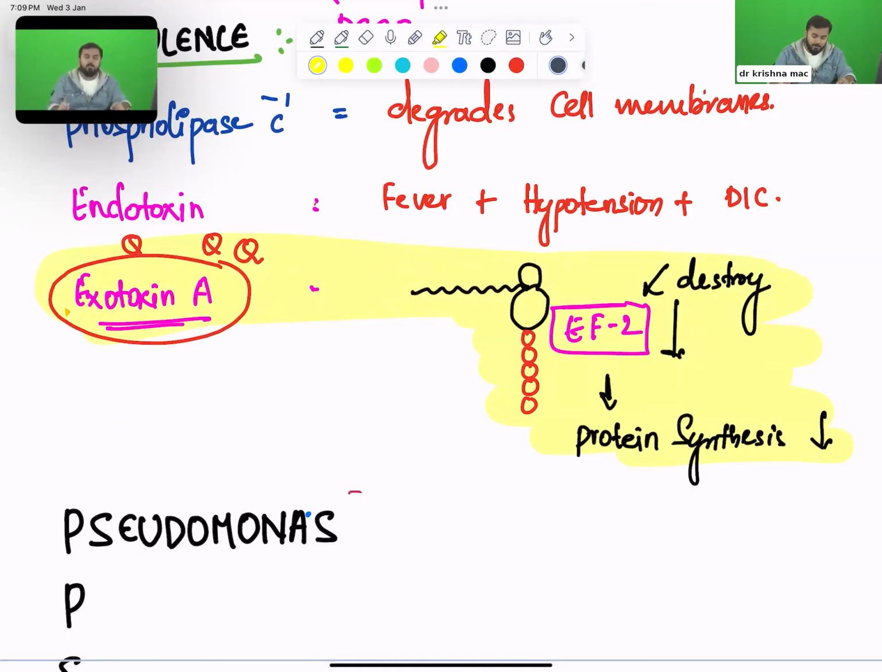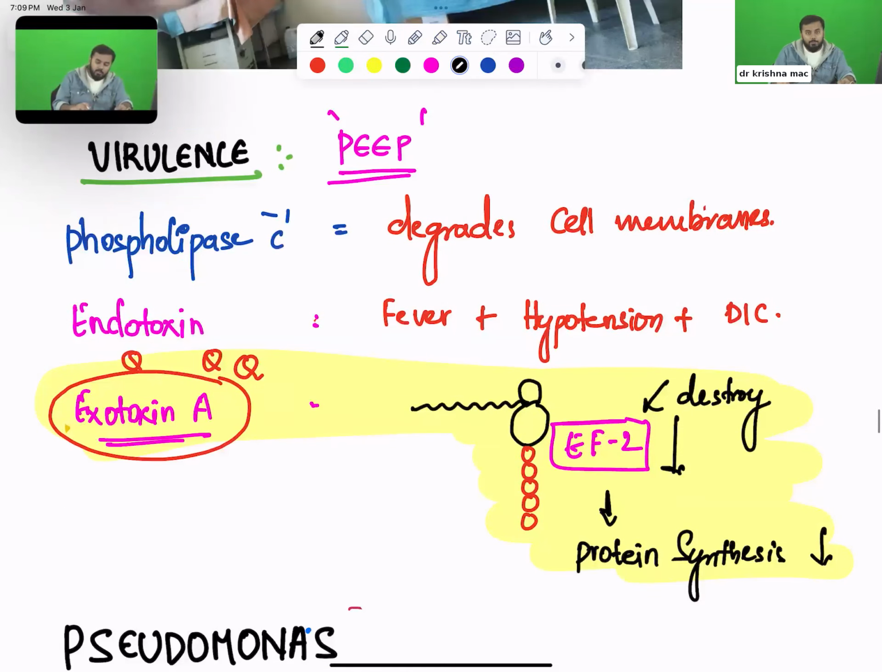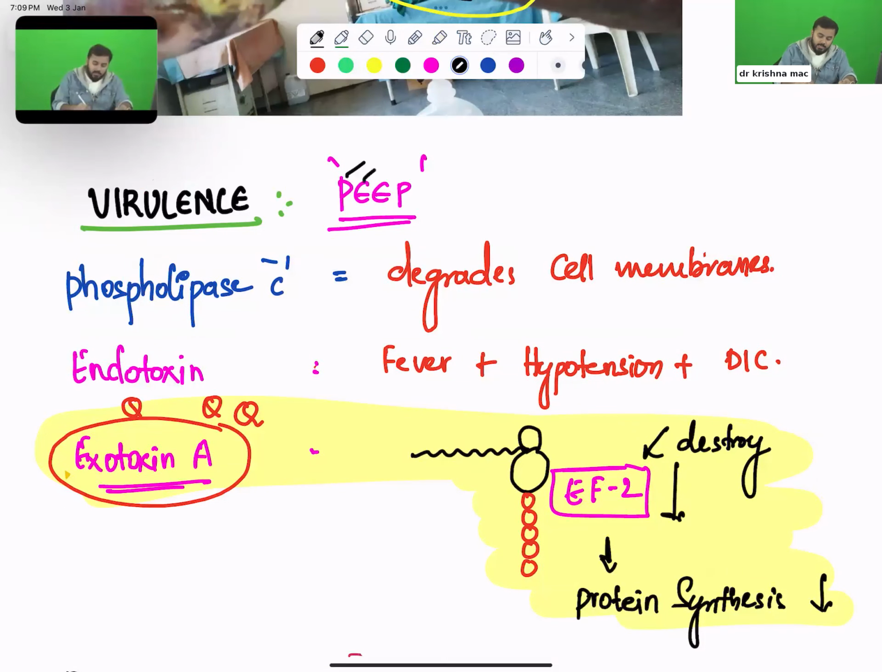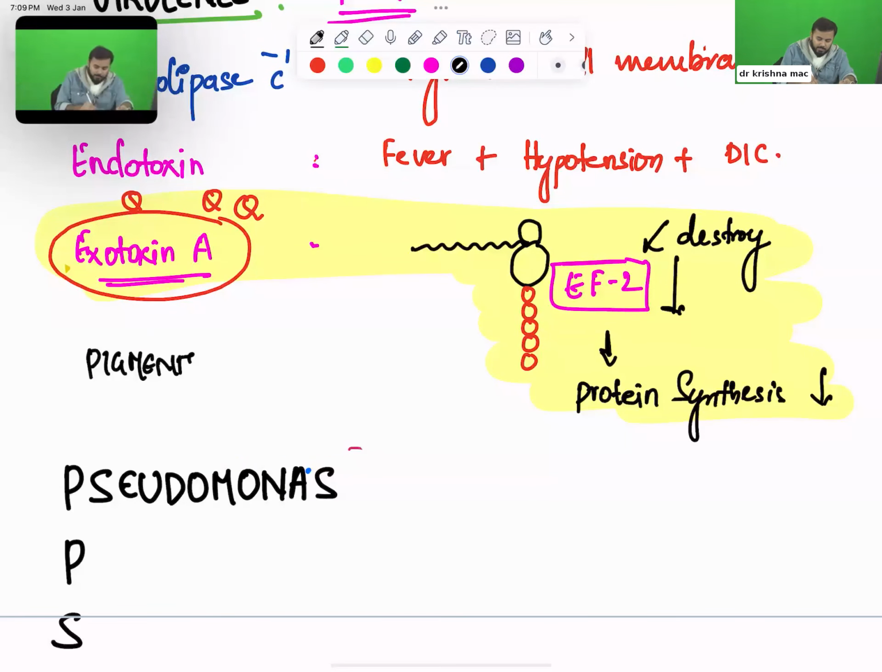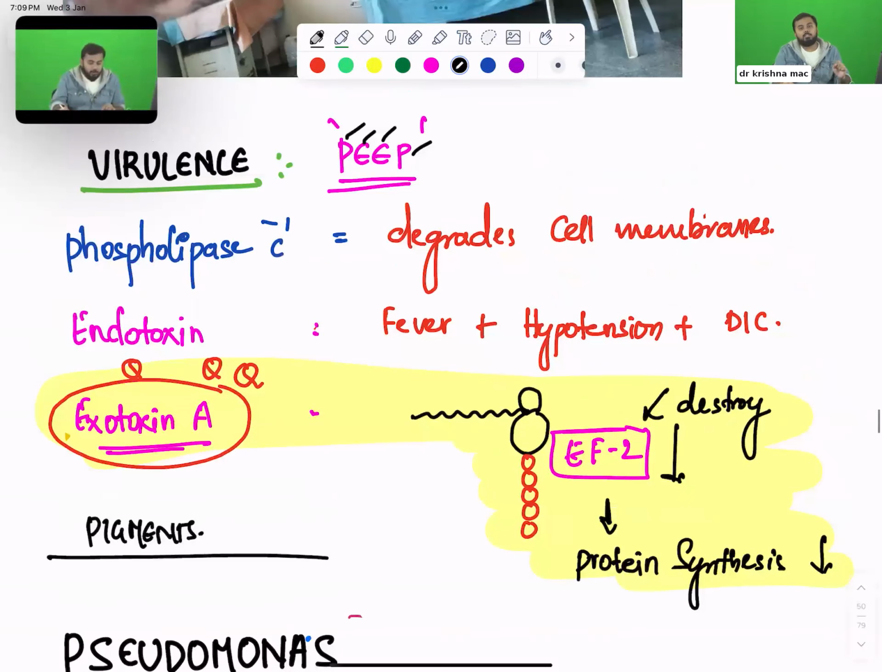Next important thing is that P is phospholipase, E is endotoxin, E is exotoxin. And what is P again? P stands for pigments. Pigments we have already discussed. Clear, all of you? So these are the virulence factors.